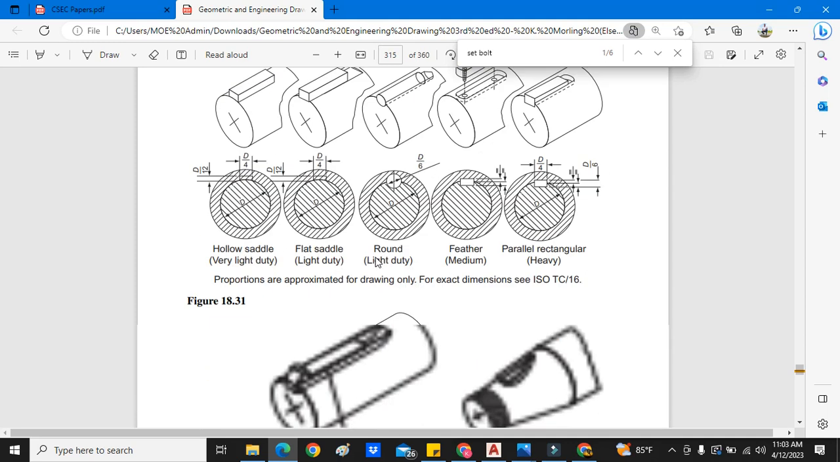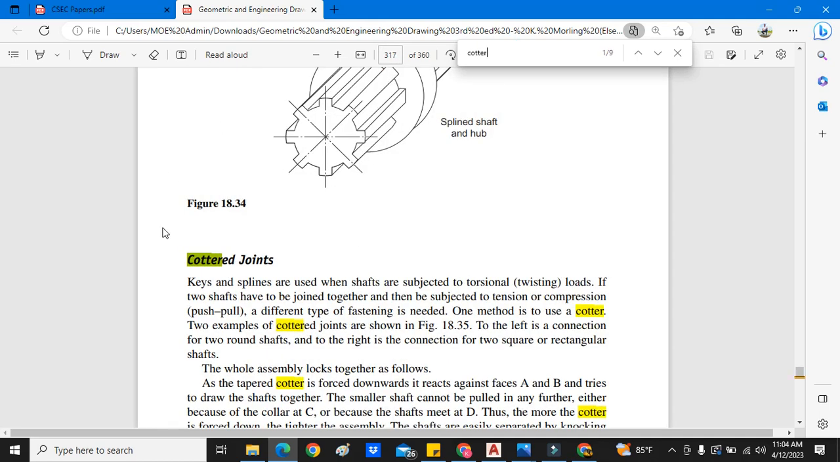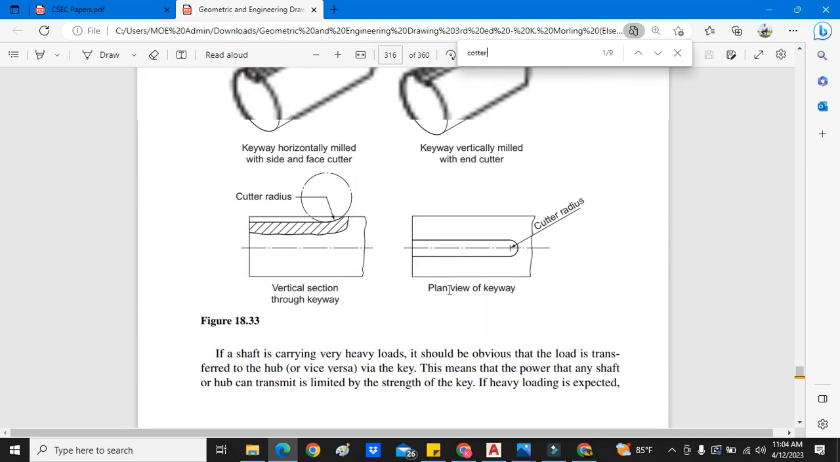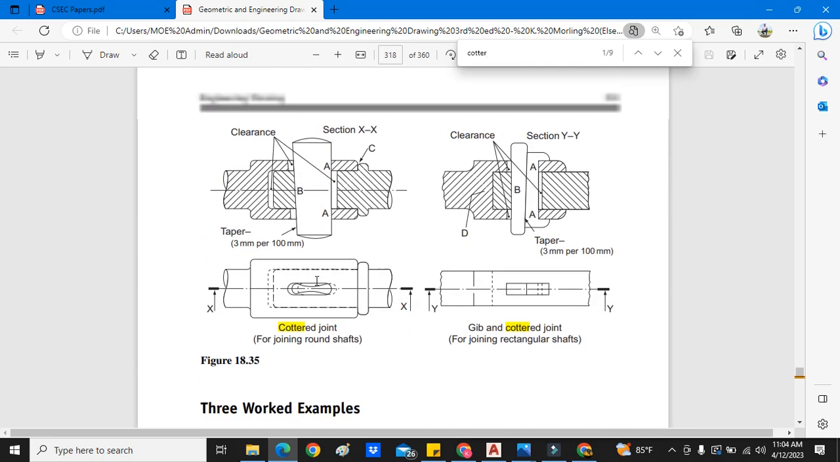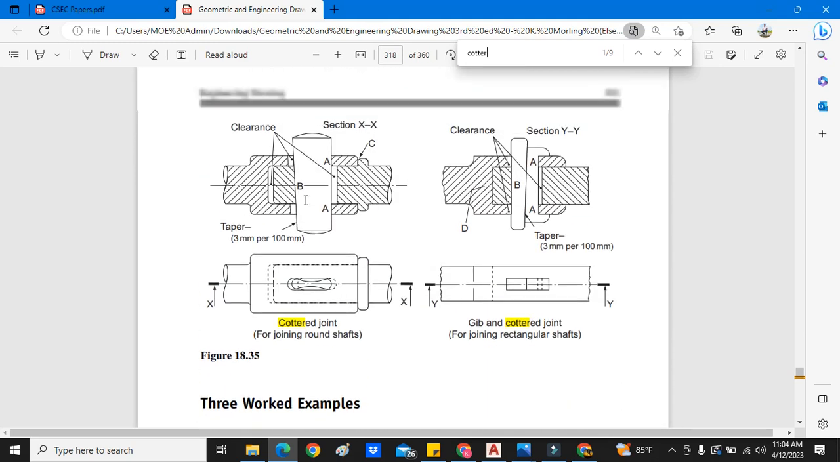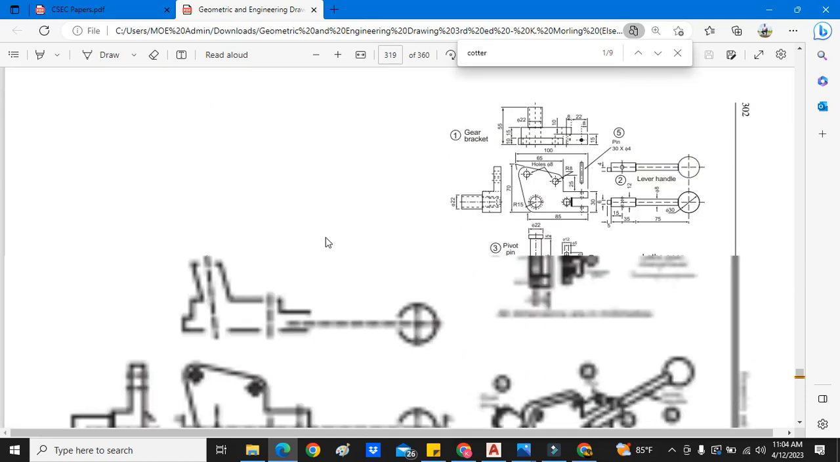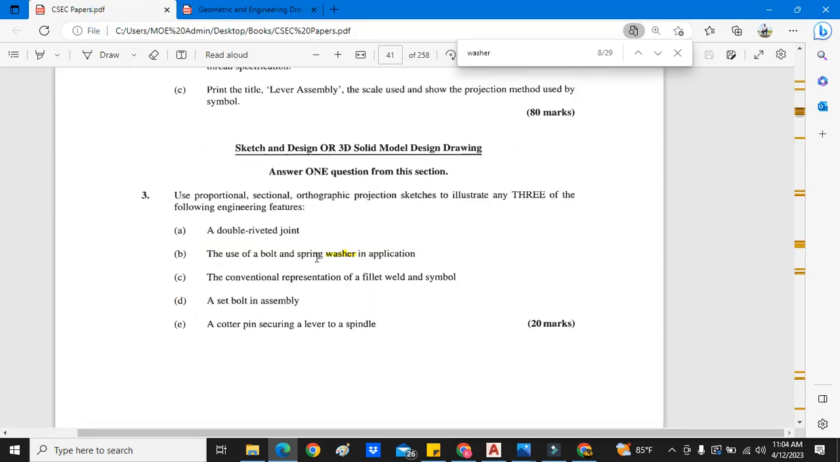Sometimes they ask for keys. So here's a gib head key, a woodruff. Let me see if this book has a cotter. So it says here a cotter joint, spline shaft. So here's your cotter joint, which is in place. Basically, one cylindrical piece with an end overlaps another, and there's like a pin inside. Alright, so that is fasteners.